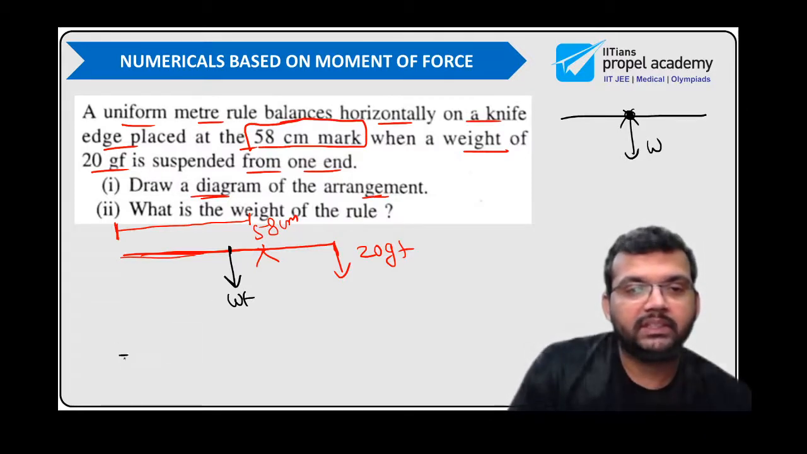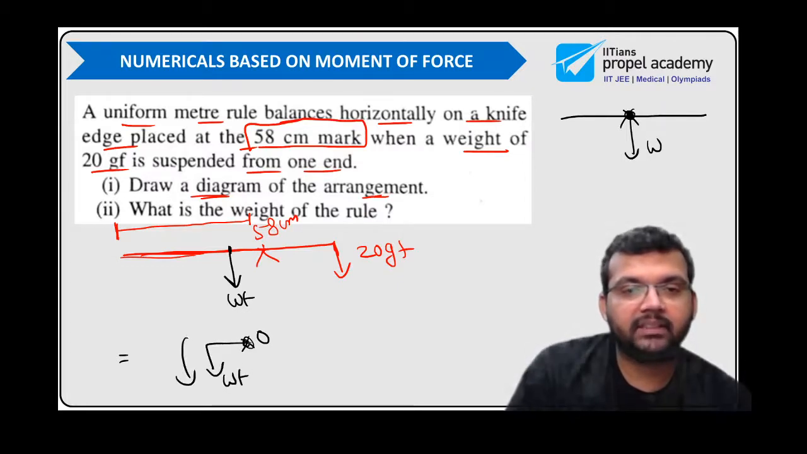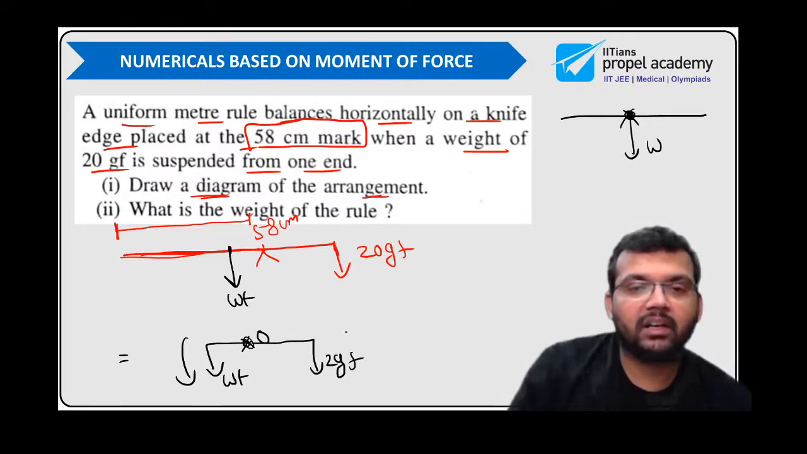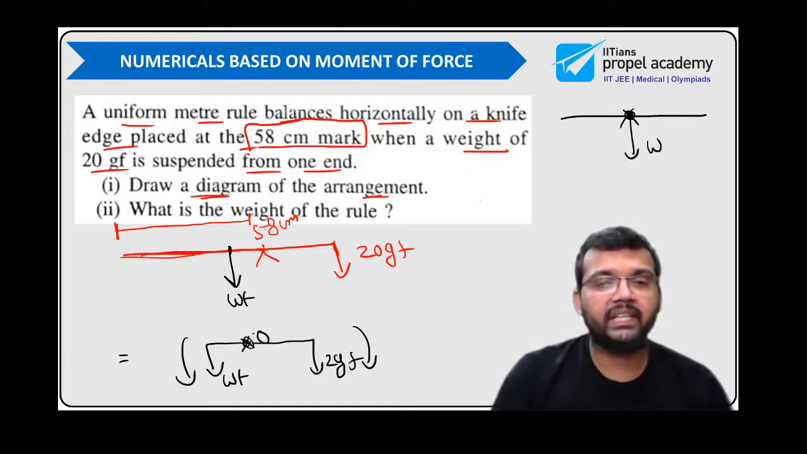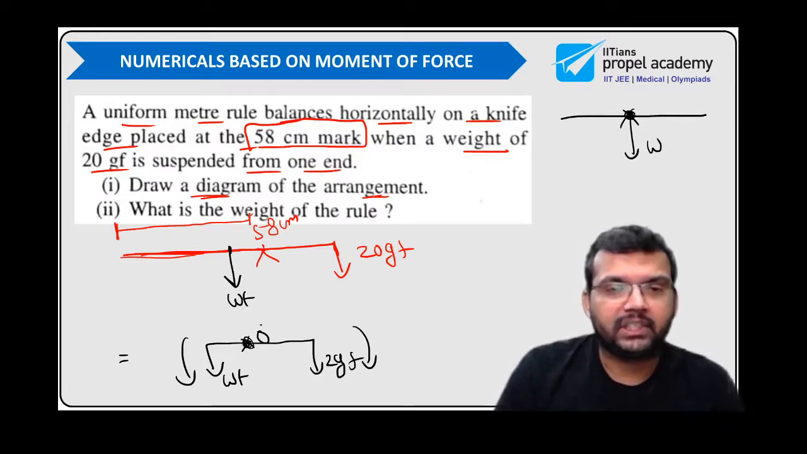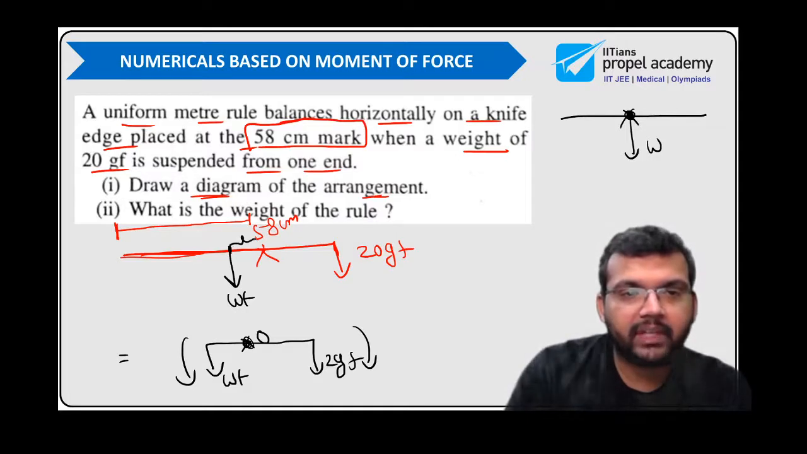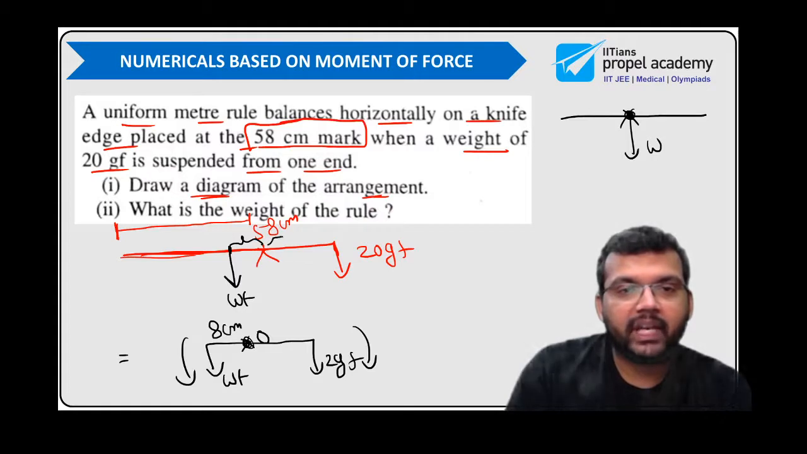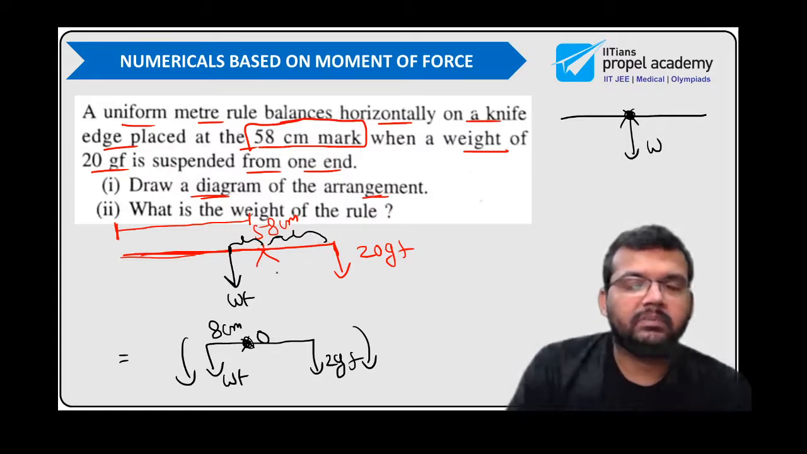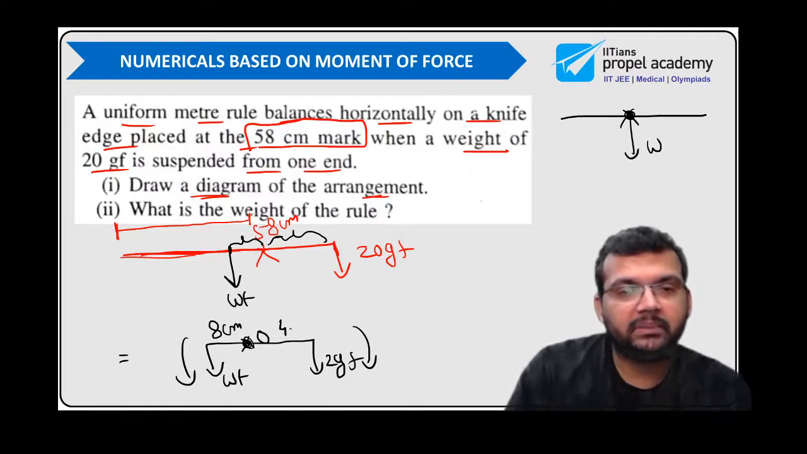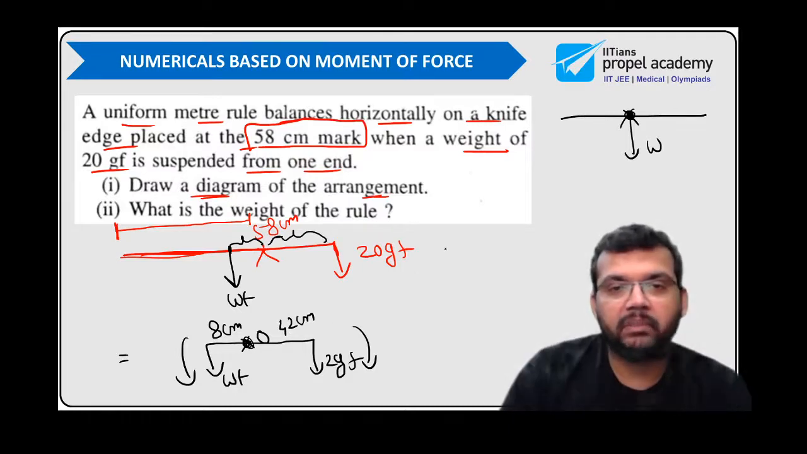Now this is equivalent to having a pivot point, let's say that's zero, and the weight acts in the anti-clockwise direction, and 20 GF acts in the clockwise direction. So by equating, we can get the condition. Now what is the gap here? That's 8 centimeters. The gap we have here is 100 minus 58, that's 42 centimeters. So straight away we can balance them.